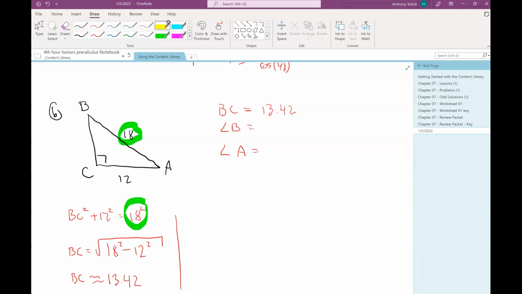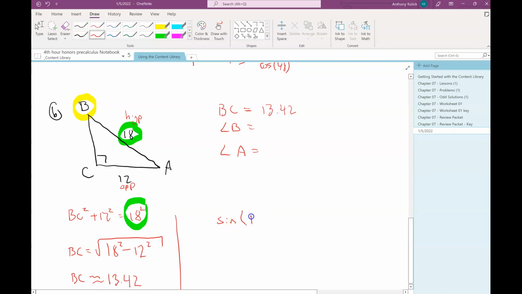Okay. So again, let's solve for angle B or angle A. It doesn't matter which one. Let's just choose one. Let's say we pick angle B. Relative to angle B, we're going to use the sides 12 and 18 because those are our two known sides. Relative to angle B, 12 is opposite, adjacent, or hypotenuse? Opposite. And the 18 is hypotenuse.